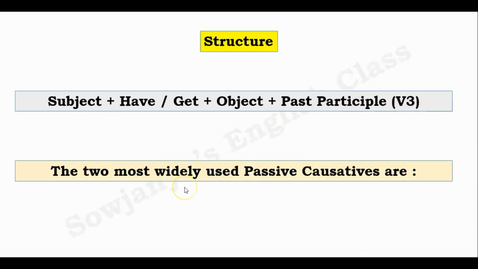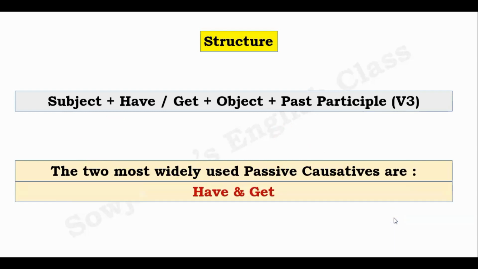The two most widely used passive causatives are have and get. There are only two widely used passive causatives. Okay, so when the whole world is using it, we also have to be on par with them, and let us try our level best to include it in our active vocabulary. Let us have a good look at its usage.